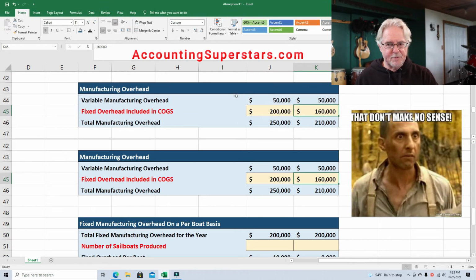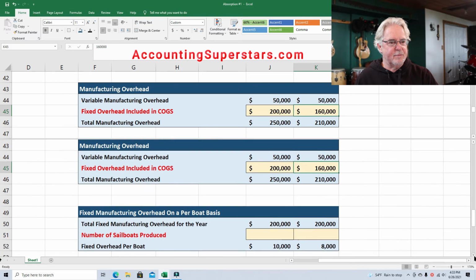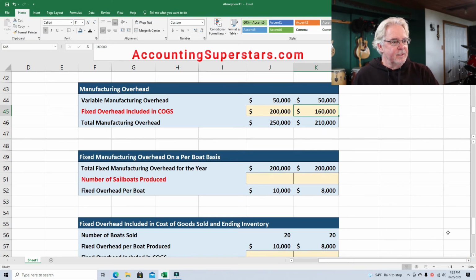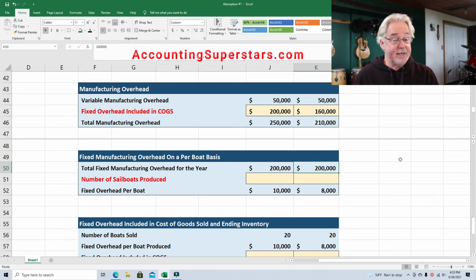In the upper part of the screen, I've got the same chart as the one below. I'm going to scroll down below here, and scroll upwards. Let's look at this fixed overhead included in cost of goods sold. Total fixed manufacturing overhead for the year is $200,000, and that's the same for each year. Both years are identical, and fixed overhead is fixed, so they ought to be identical, and they are. But here's the problem.